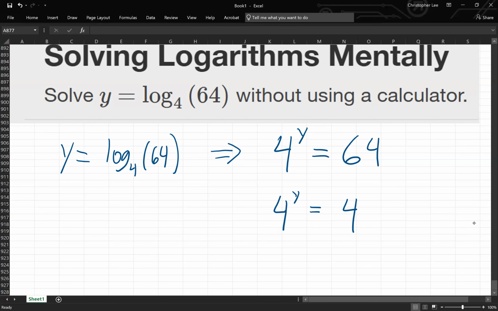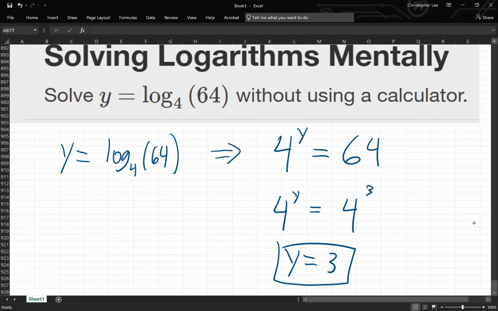Well, let's see. You're saying it's to the third. So we know that 4 times 4 is 16. 16 times 4 is what? 64. Yeah, it is to the third. So y equals 3. And that's it. All right. Questions on it?